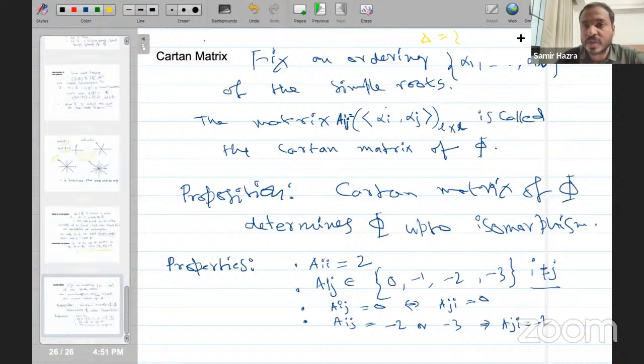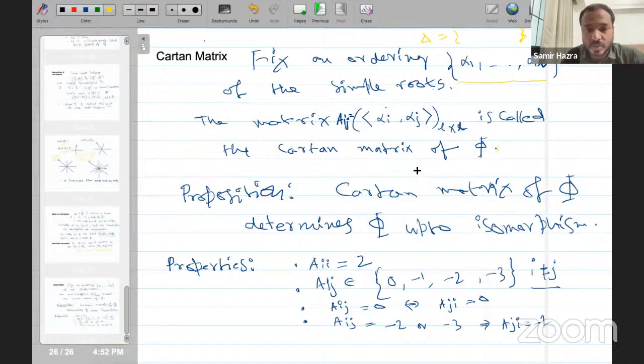So some roots are there. We want to write them in a particular order. So this is written in order, alpha 1 to alpha L. These are all simple roots, elements of the base. Out of this, we can construct a matrix where the entries are Aij, given by the angle bracket alpha i, alpha j. So this becomes an L cross L matrix because there are L elements in the basis. This matrix is called the Cartan matrix.